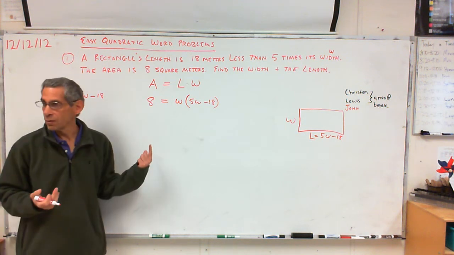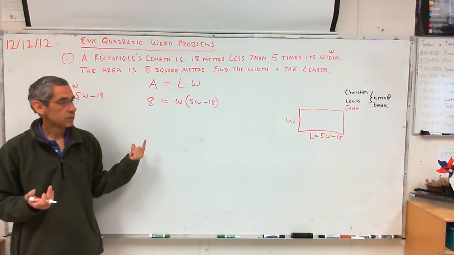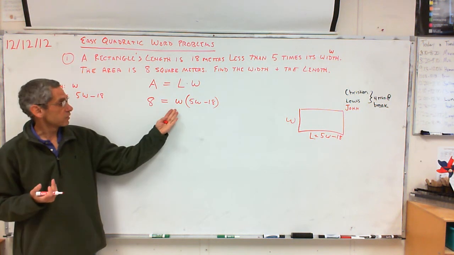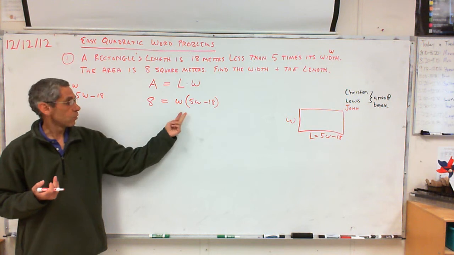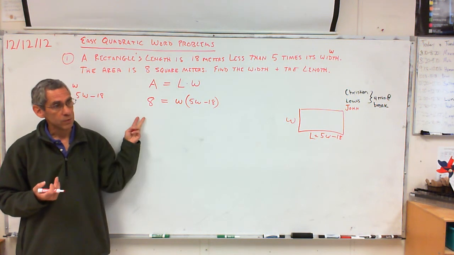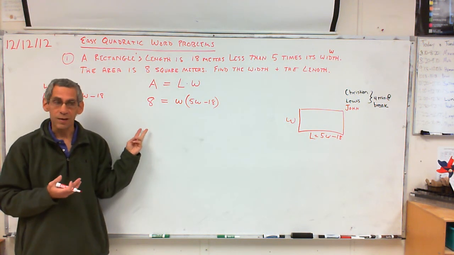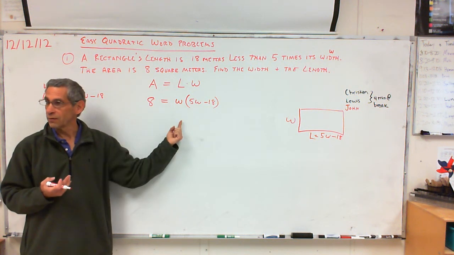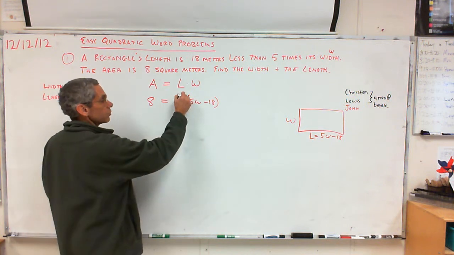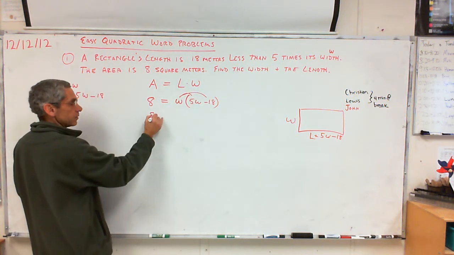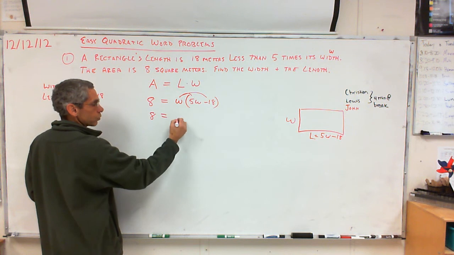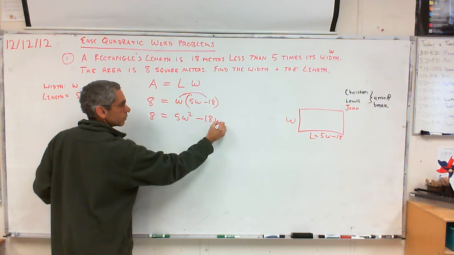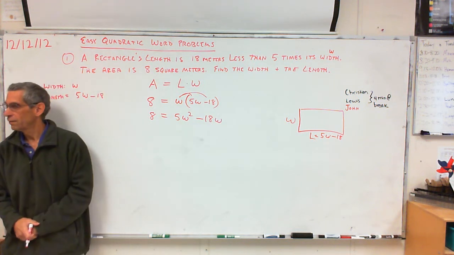Okay, so right now, to solve this, it doesn't equal 0. If it equaled 0, I could solve it right now, because I could say either w equals 0 or 5w minus 18 equals 0. But it doesn't equal 0, so I've got to make it equal 0. But before I do that, I've got to get rid of the parentheses. I've got to actually distribute. So I've got 8 is equal to 5w squared minus 18w. Okay? You guys with me?